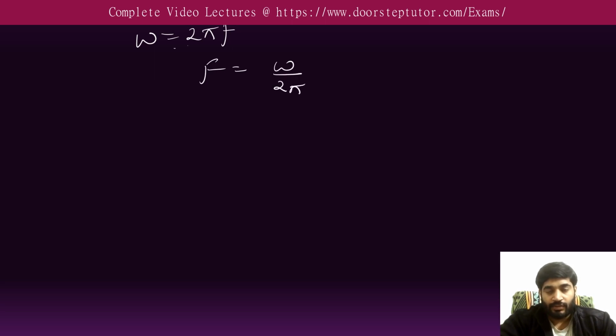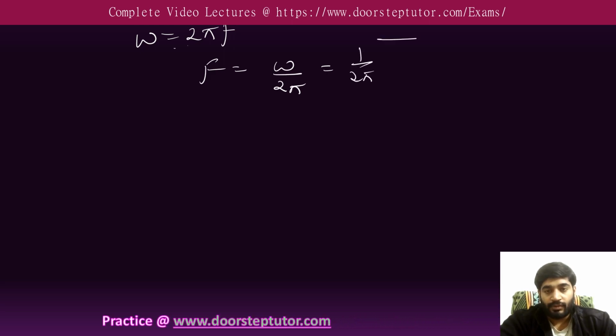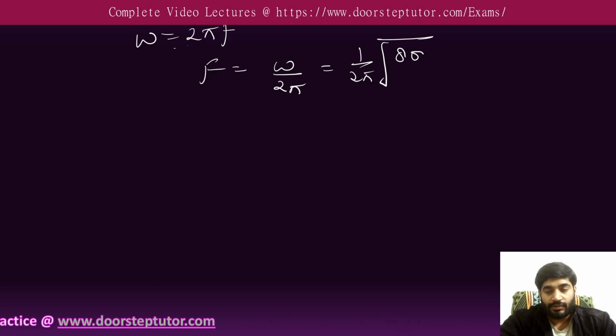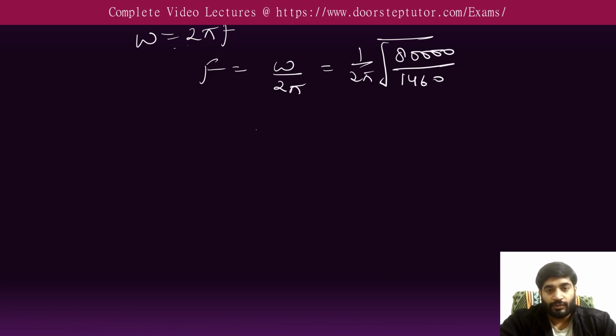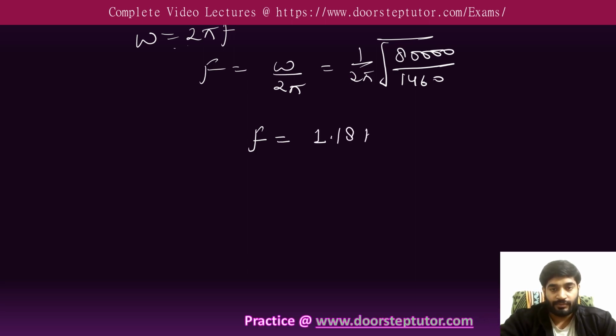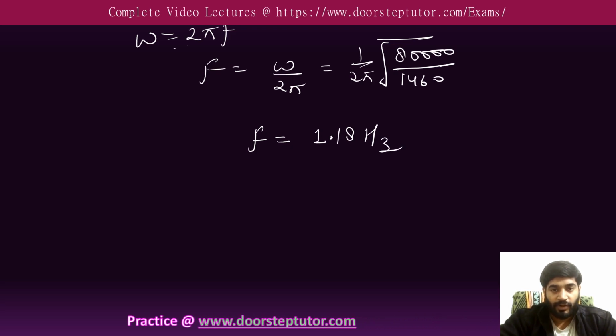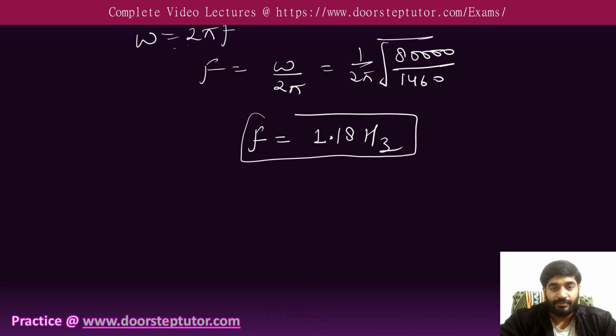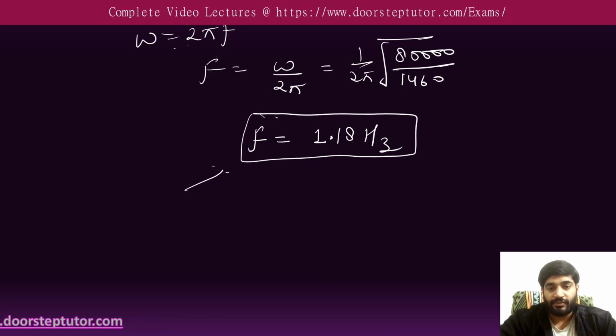Obviously, what is your omega? Omega will be root of 80,000 over 1460. So your frequency will be calculated from this. That is going to be 1.18 hertz. 1.18 hertz of frequency. Clear? So this is the frequency.